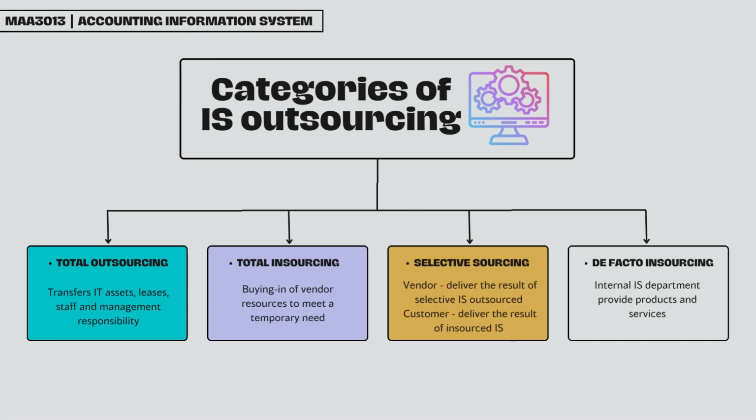There are 4 categorized information system outsourcing depending upon the extent to which a company relies on the outsourcer for its information system activities. The first one is total outsourcing. Total outsourcing transfers information technology assets, lease, staff, and management responsibility for the delivery of information service from internal information service functions to third-party vendors, which represent at least 80% of the information system budget.